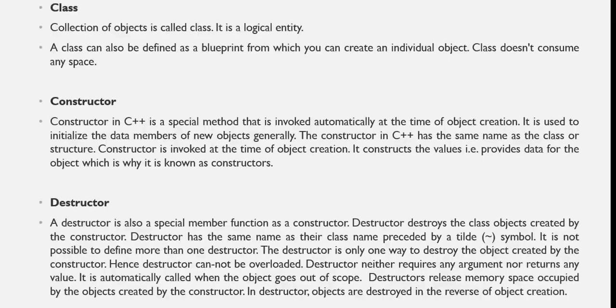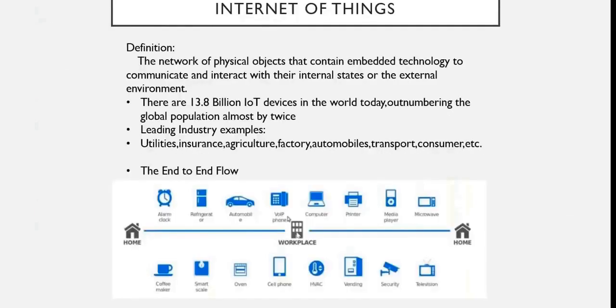We briefly learned about embedded C, what embedded C is, and what the data types and operators are. Next, we learned about the Internet of Things. The definition of the Internet of Things is the network of physical objects that contain embedded technology to communicate and interact with their internal states or the external environment.